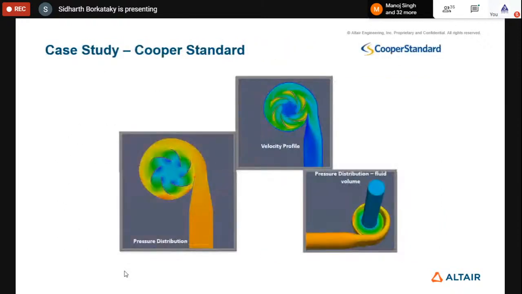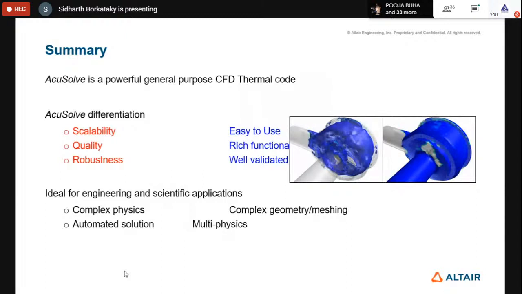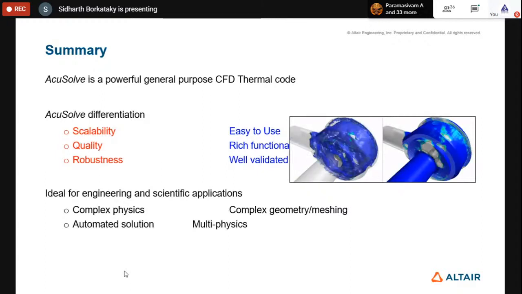And this is one of the leading organizations working to improve their pumps using our tool. So that's about our finite element based code, which is very scalable and robust, and is being used for a variety of applications, which I have shown now.